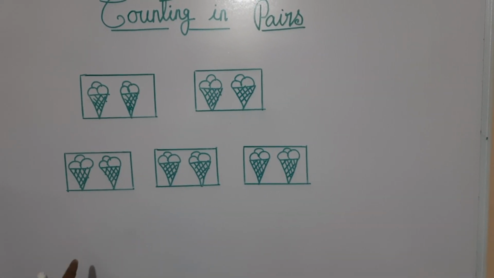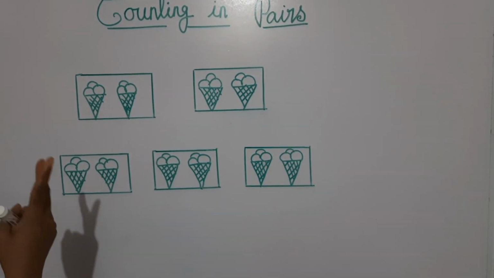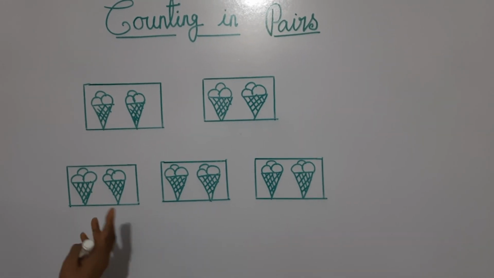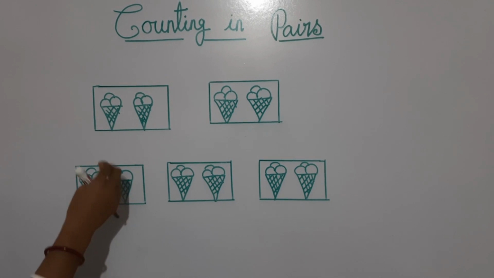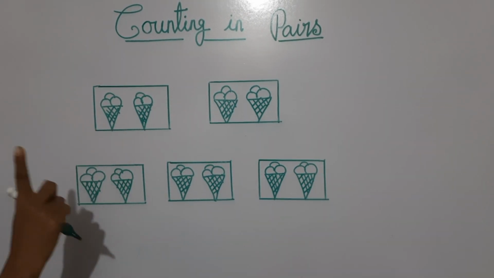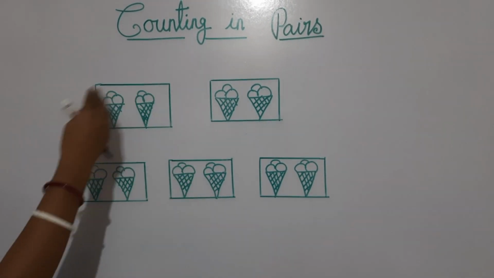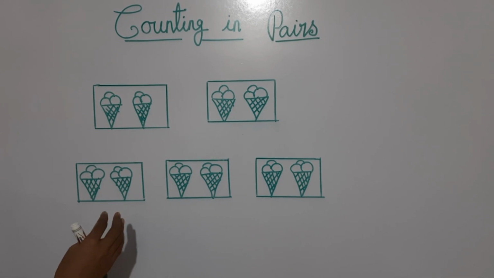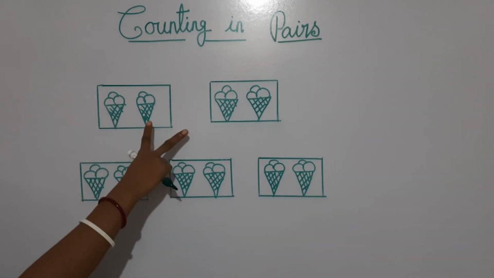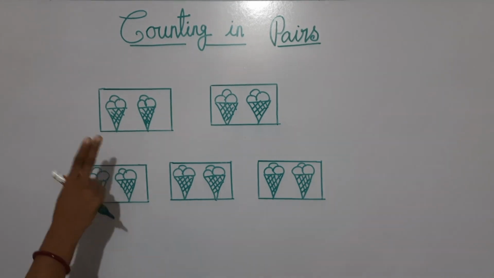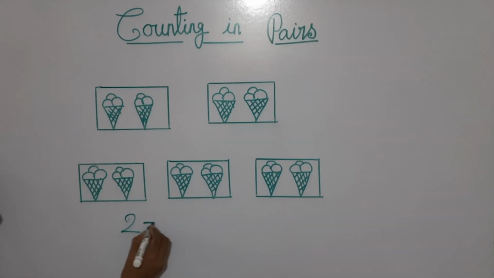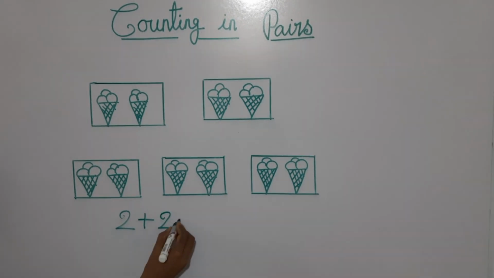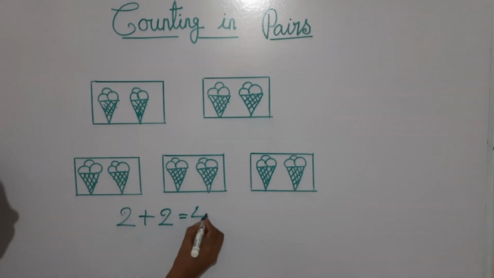As I told you, a pair is a group of two objects. There is some ice cream on the board. They are arranged in pair. Look at here, two ice cream, one pair. Let us count the total number of ice cream. Here we have two pairs of two ice cream each. So 2 plus 2, total 4.